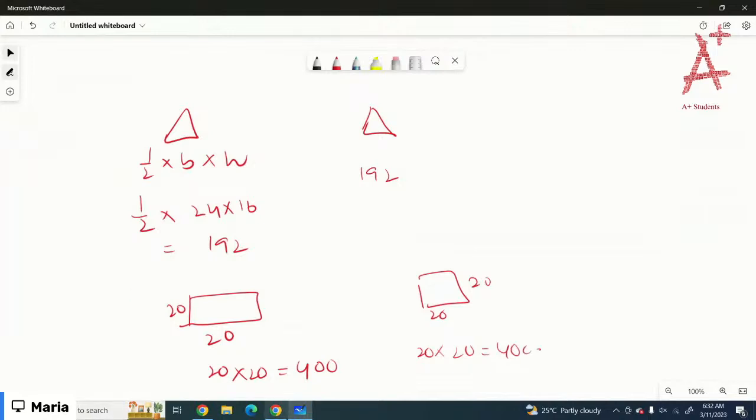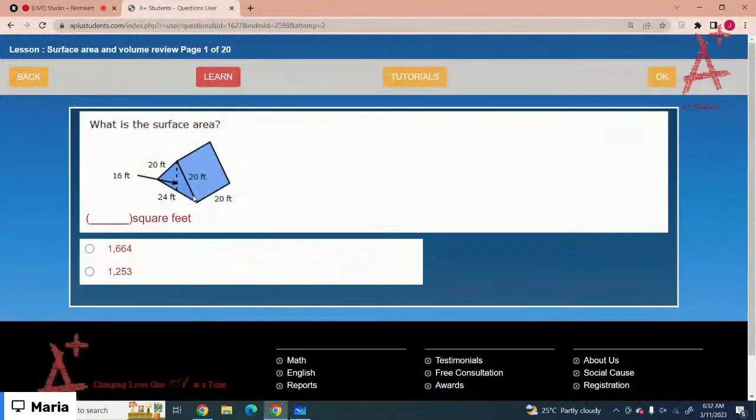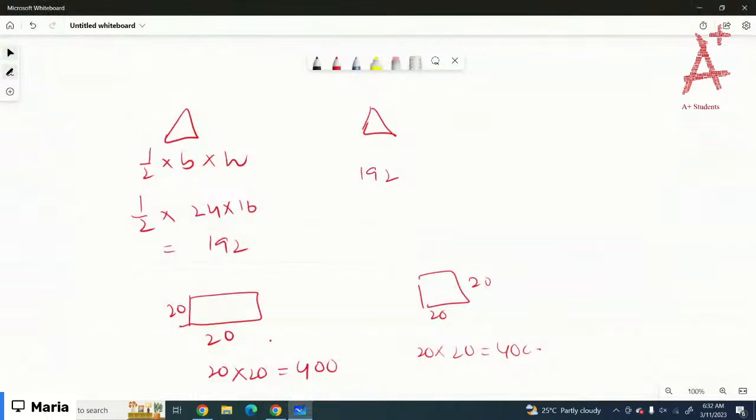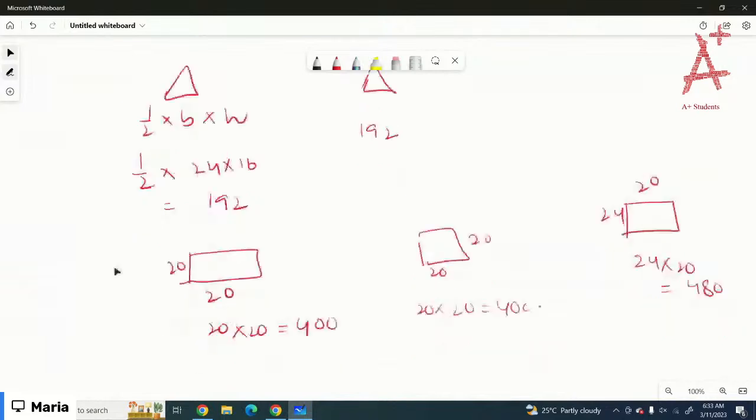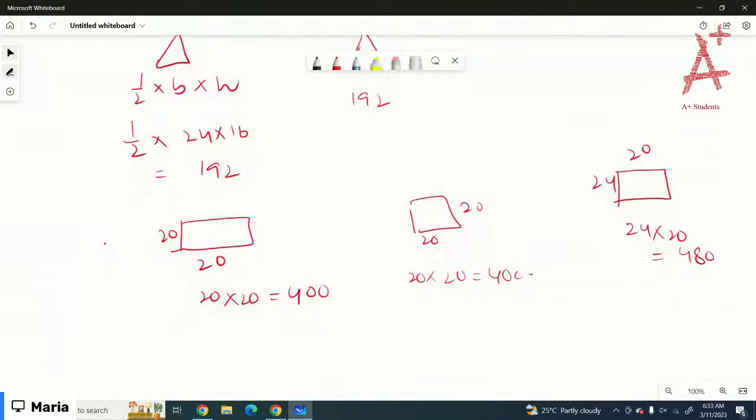Okay. Then you have the base. The base has side lengths 20 and 24. So it is length times width, 24 times 20, which is 480. So for the surface area of the complete figure, you have to add up the surface area of all the faces.